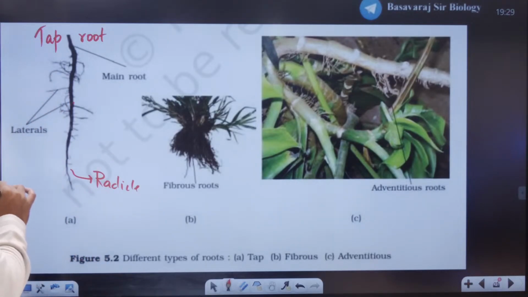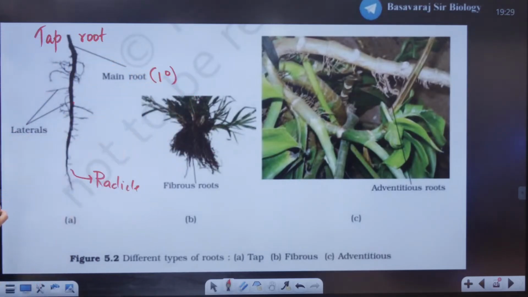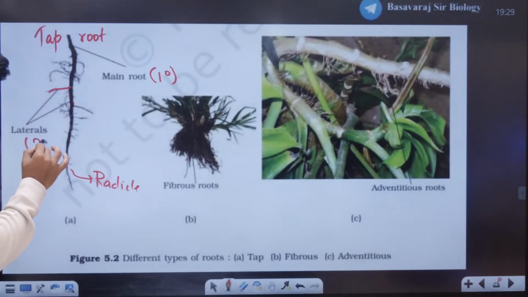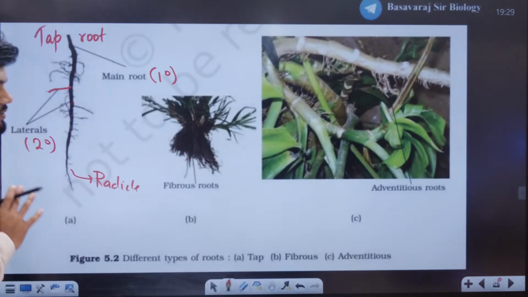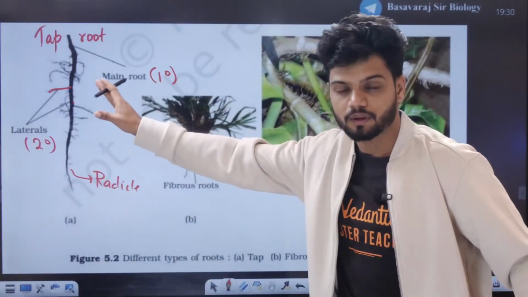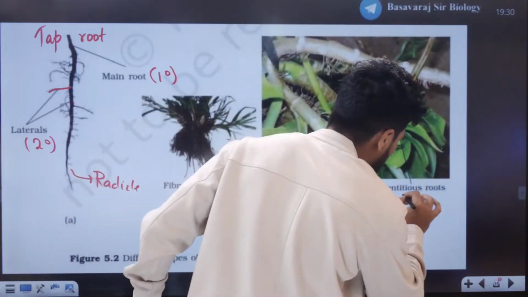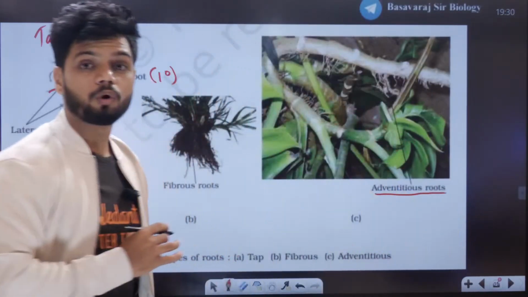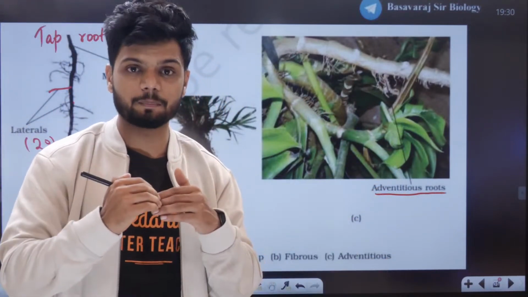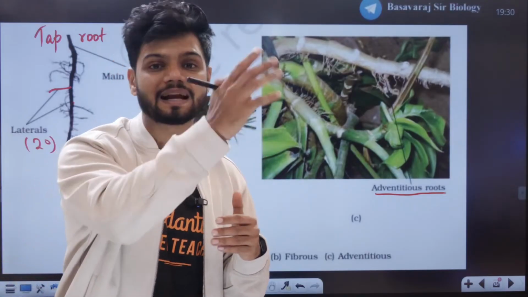Directly from the radicle. Now, this is called the primary root or the main root. From the main root, we can see some secondary roots or lateral roots arising. Lateral roots or secondary roots. This is one type of root. The second type of root is called adventitious roots. Now, what are adventitious roots? Adventitious roots are roots which develop from any other part other than the radicle.